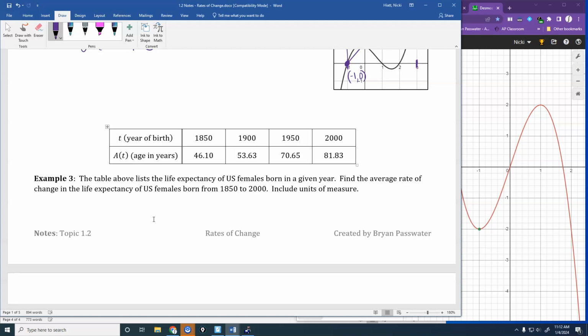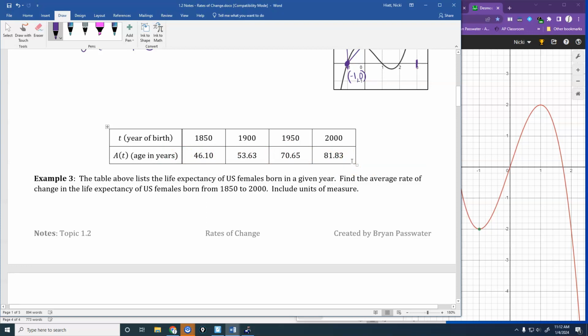So this table gives the life expectancy of U.S. females born in a given year. Find the average rate of change of the life expectancy of U.S. females born from 1850 to 2000. You can see a big difference here. Life expectancy in 1850 was only 46.1 years, whereas in 2000 it was 81.8 years, almost close to doubling there.